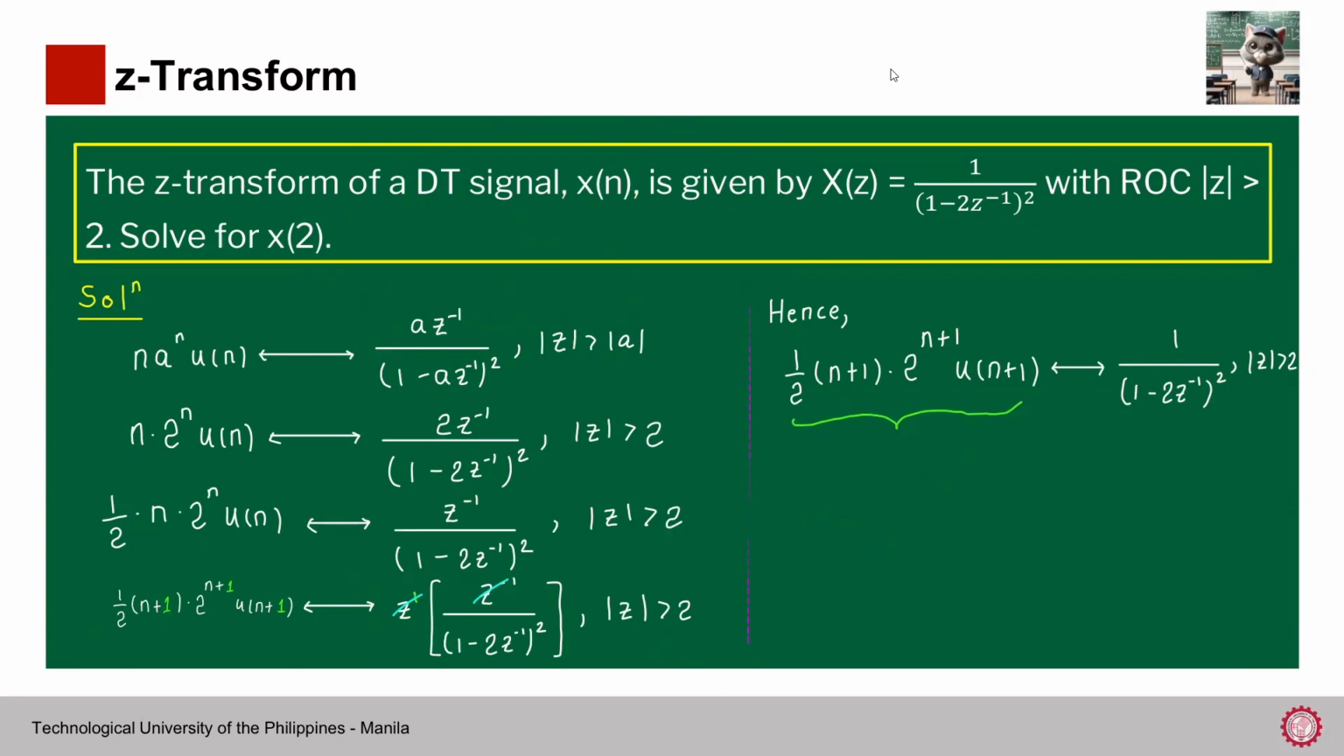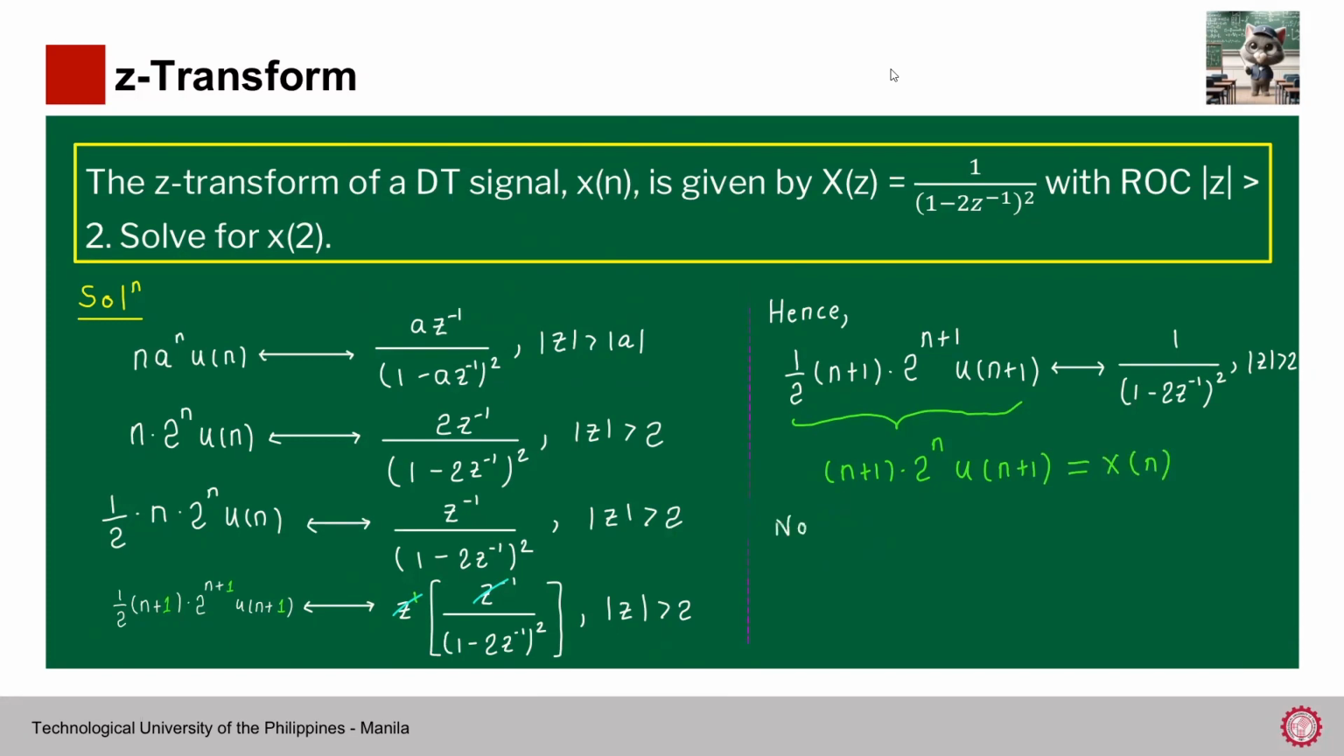Although not necessary naman, pero in this case kasi 1/2 yon and this is 2 raised to n. So we can write this as n plus 1 times 2 raised to n na lang, guys. Kasi 2 raised to n plus 1 divide by 2, 2 raised to n na lang. And then you have u of n plus 1. So this turns out to be your x of n.